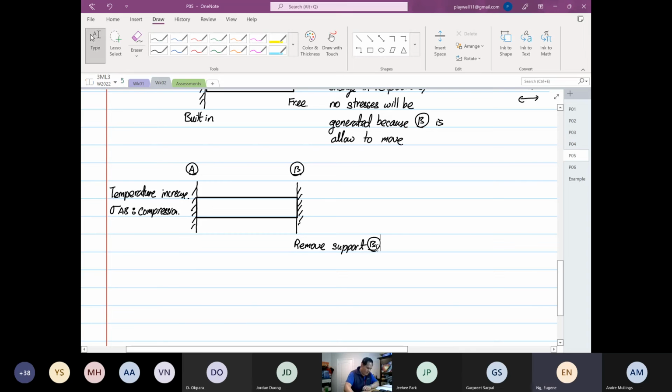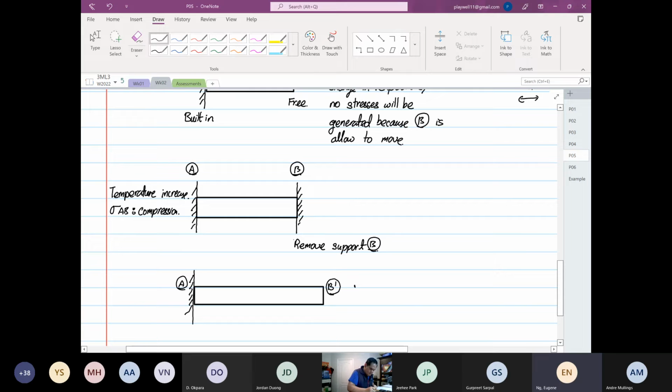So when that happens, this is our point A, right? When we remove the support, because of temperature increase, what will happen? The thing will expand, right? So here's our point A. Our point A is still there, right? So now we have our B prime.